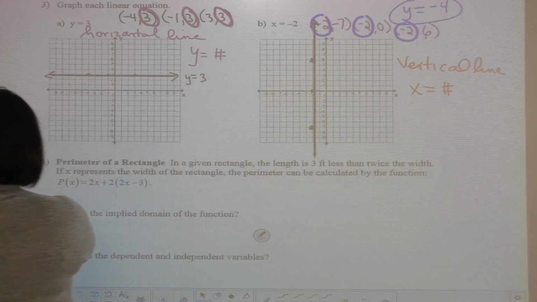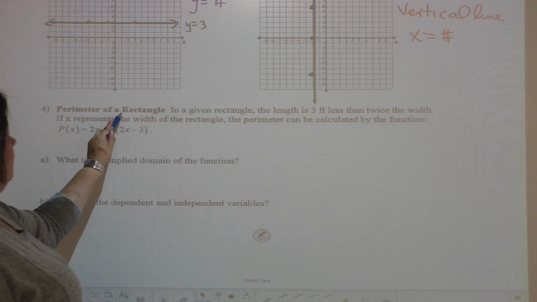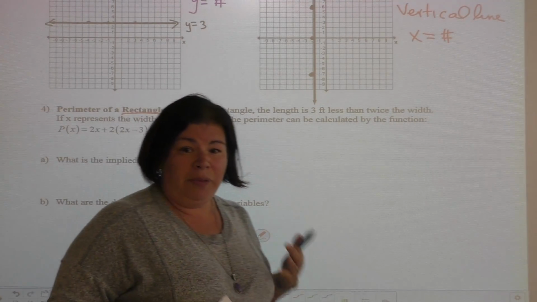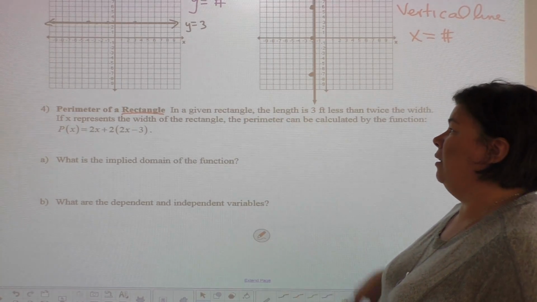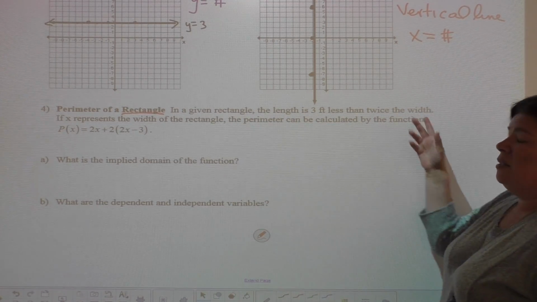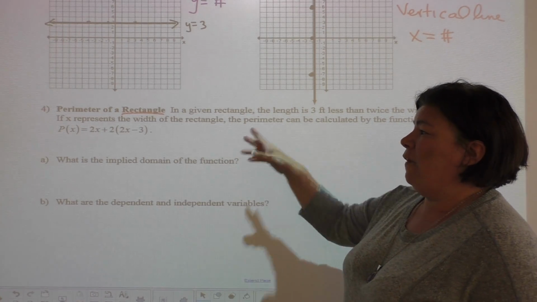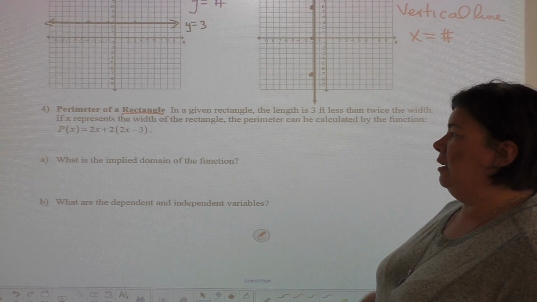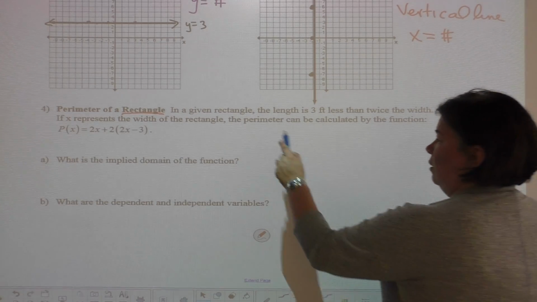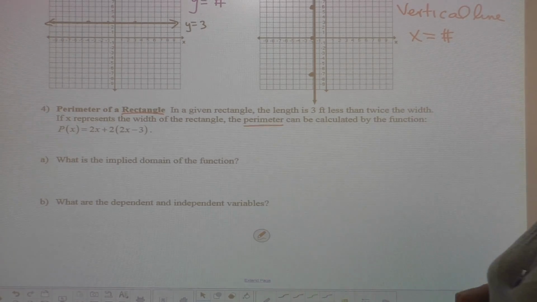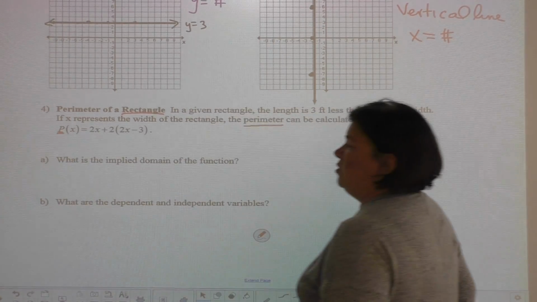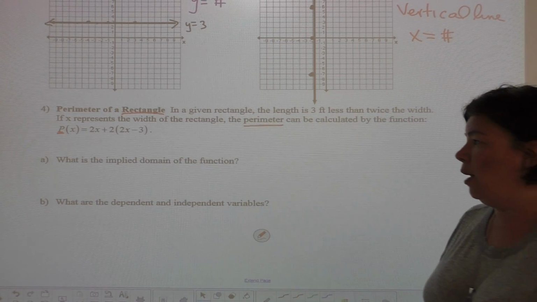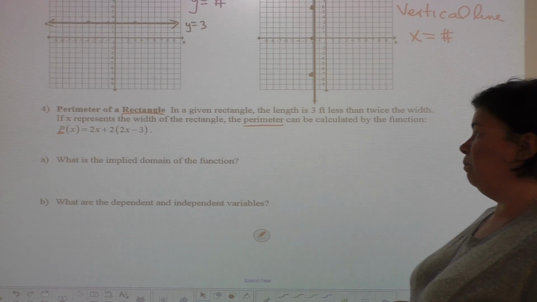All right, let's talk about the perimeter of a rectangle. Now we're actually going to be applying linear functions here. So in a given rectangle, the length is 3 feet less than twice the width. If x represents the width of the rectangle, the perimeter can be calculated by the function p of x equals 2x plus 2 times the quantity, 2x minus 3.